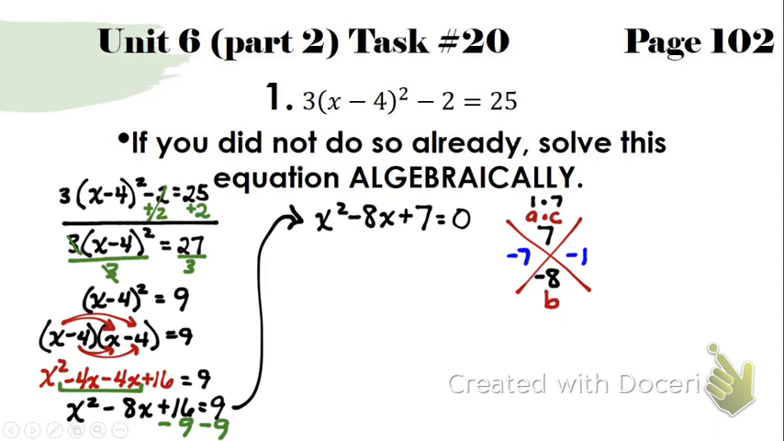Negative 7 and negative 1. Since the A value is a 1, you could just put x minus 7, x minus 1.